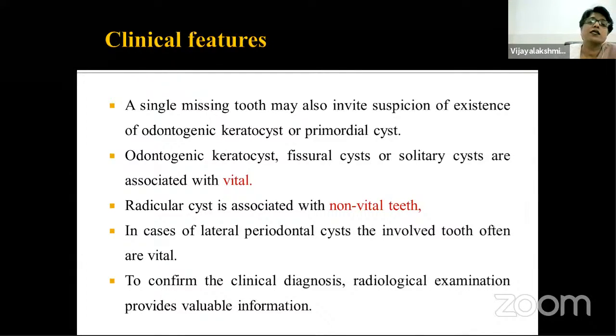Most often, the tooth associated with odontogenic cysts or cysts of developmental origin is vital, whereas with a radicular or periapical cyst, the associated tooth is always non-vital. Either the tooth has a carious lesion or it has had trauma which has infected the pulp and reached the periapical area.